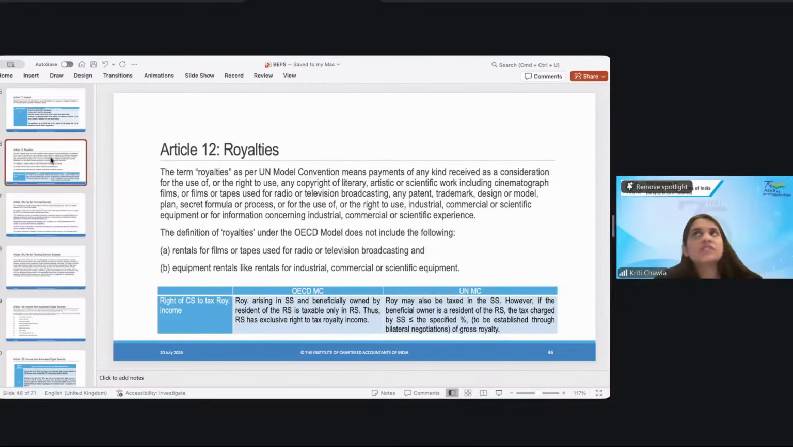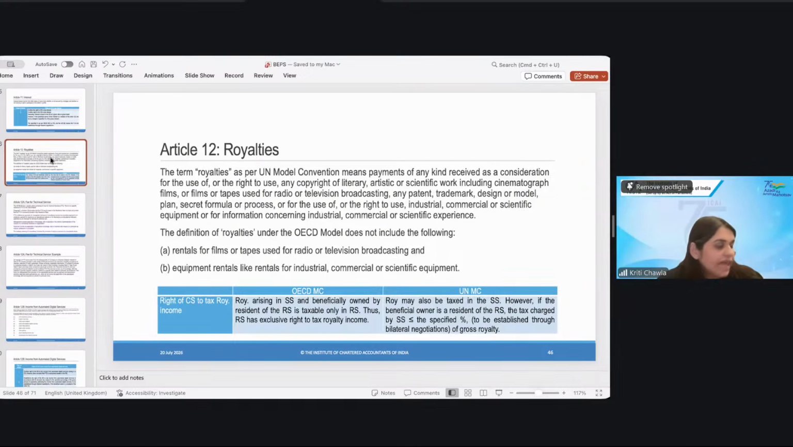Now, the definition is very, very wide as far as the UN Model Taxation Convention is concerned. But the definition of royalties under the OECD model does not include rental for films or tapes which are used for radio or television broadcasting, and even equipment rentals are not included.